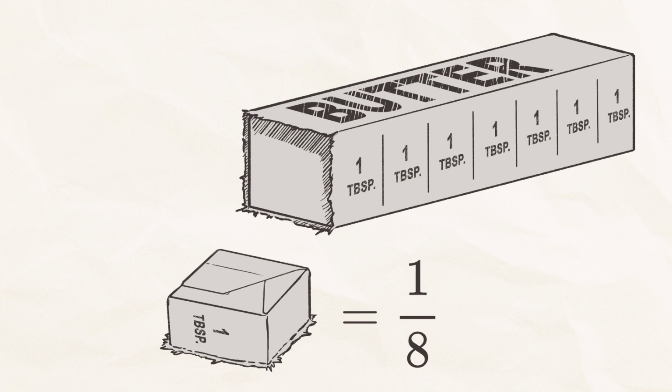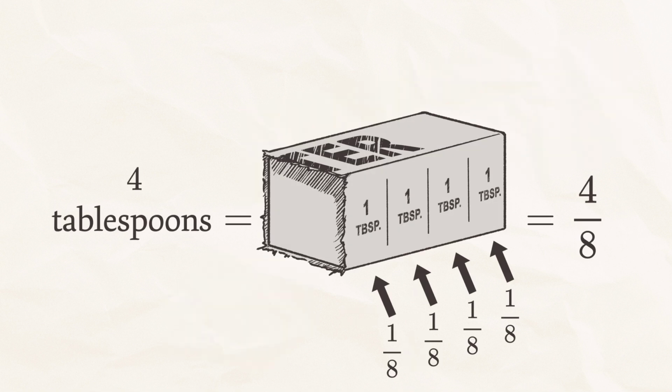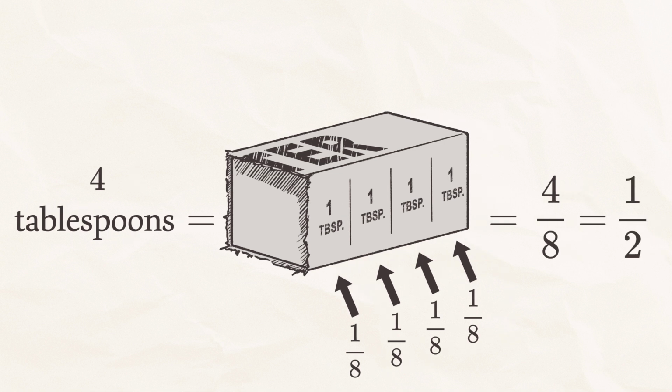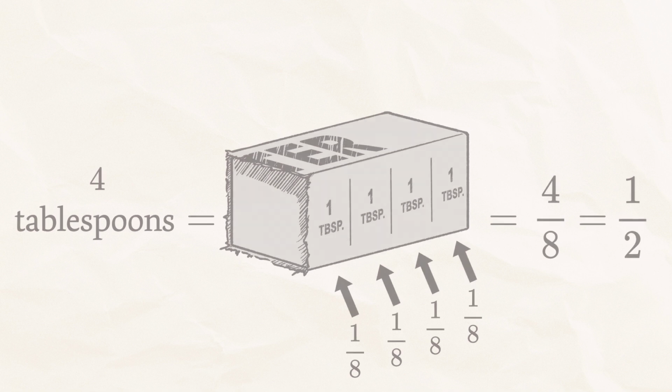So a tablespoon is 1/8 of a stick of butter. If your recipe says you need 4 tablespoons, that's 4/8 of a stick of butter. 4 is half of 8, so it's reasonable to say that the recipe calls for half a stick of butter. We can write that as a fraction, 1/2. Saying 1/2 of a stick of butter is simpler and easier to understand than saying 4/8 of a stick of butter. Lots of fractions can be simplified in the same way.